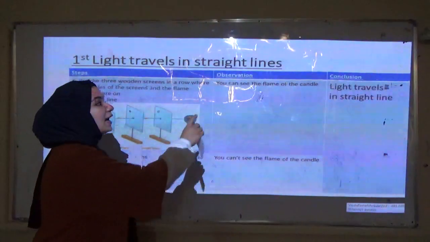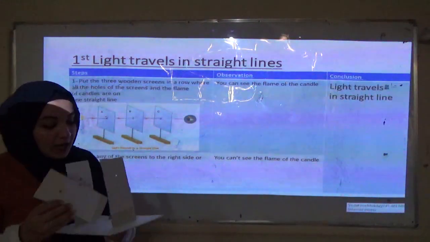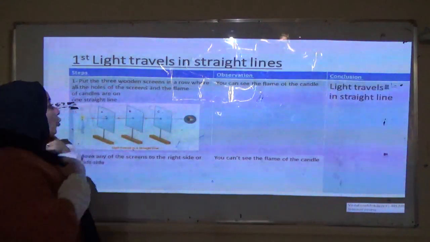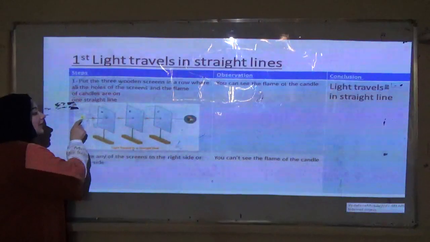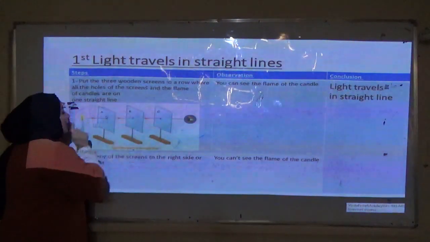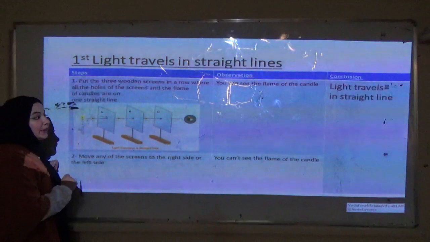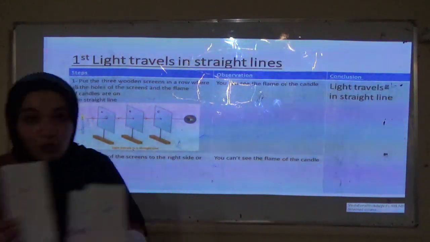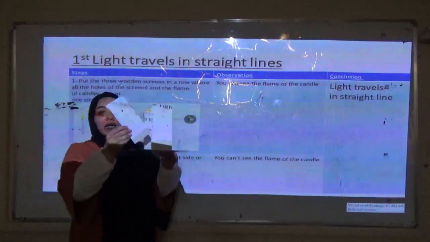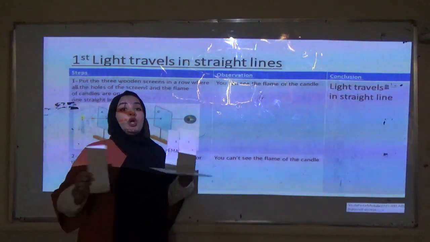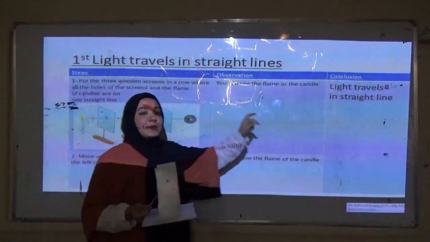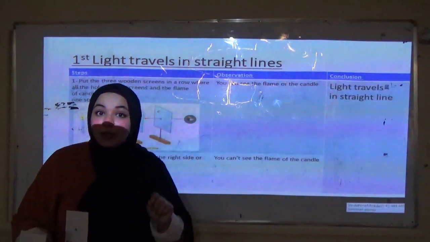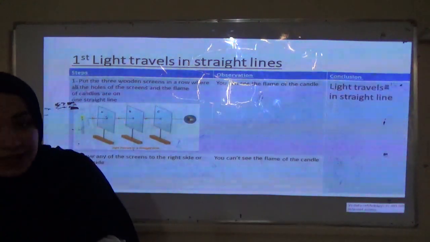Why? Because light travels in a straight line. Light travels in what? Light travels in a straight line. So when the candle is in the same straight line with the holes, I can see the flame of the candle. But if I move one of the wooden screens, I cannot see the flame of the candle. Why? Because our conclusion is that light travels in a straight line.